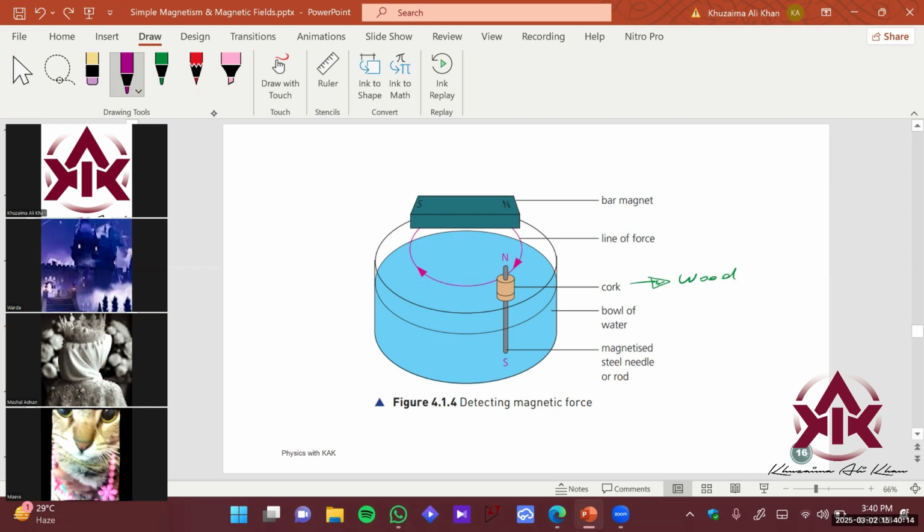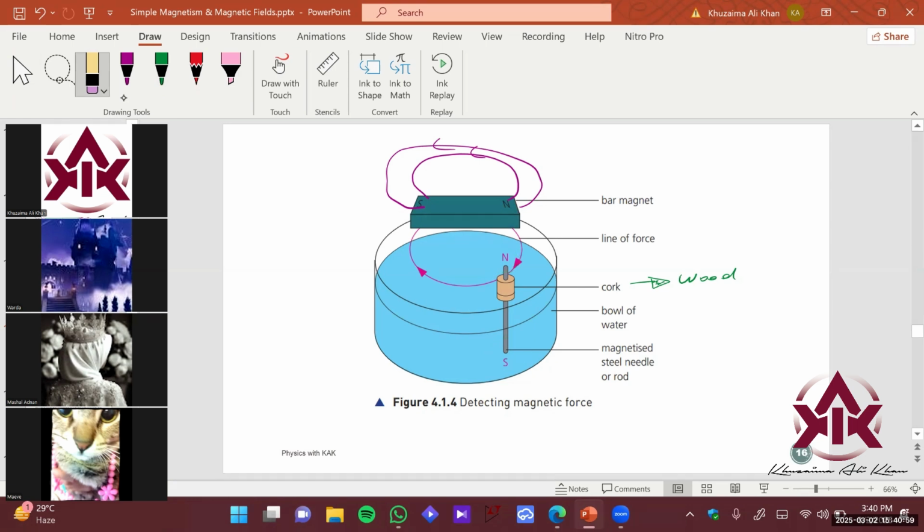You would have multiple field lines here also, at the top like this, going north to south, and so on and so forth. Since this particular field line is going from north to south, what is happening here? This particular steel rod has induced a north pole here, and this side has induced the south pole. So this is also one way of detecting a magnetic field force.